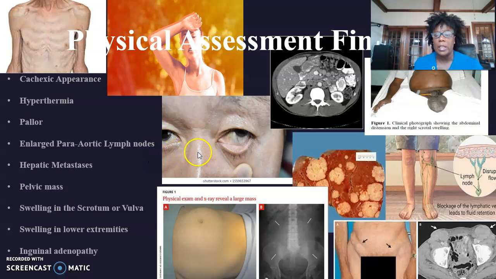Enlarged para-aortic lymph nodes. Pelvic mass. We have swelling in the lower extremities and swelling in the scrotum here.